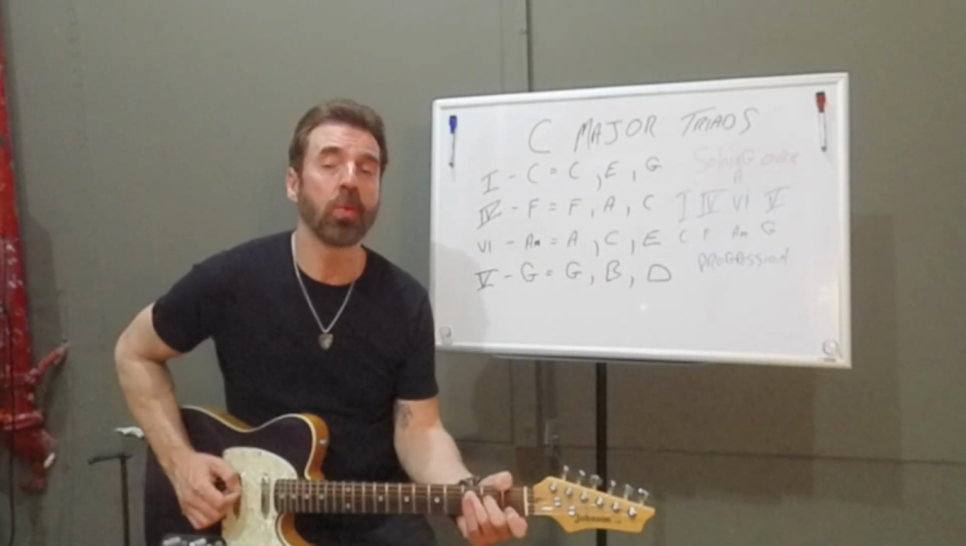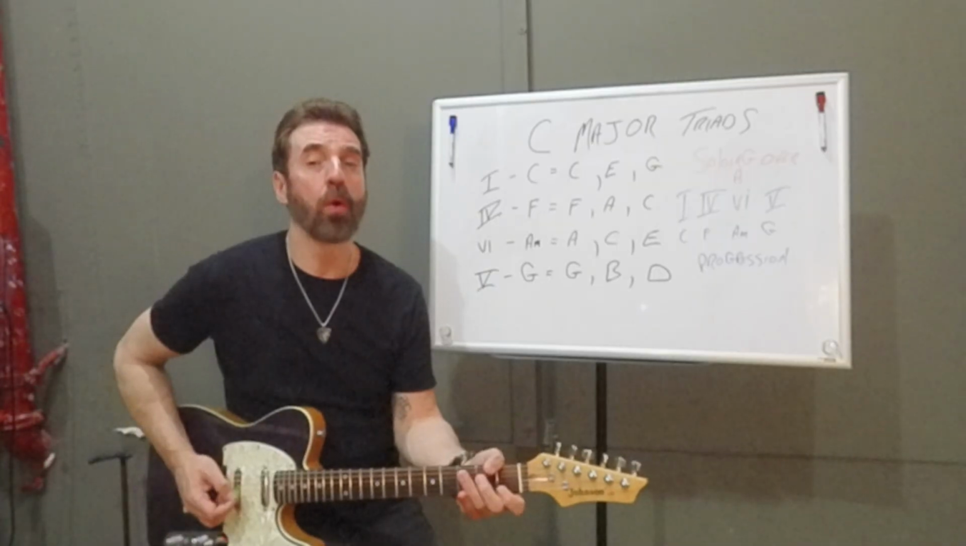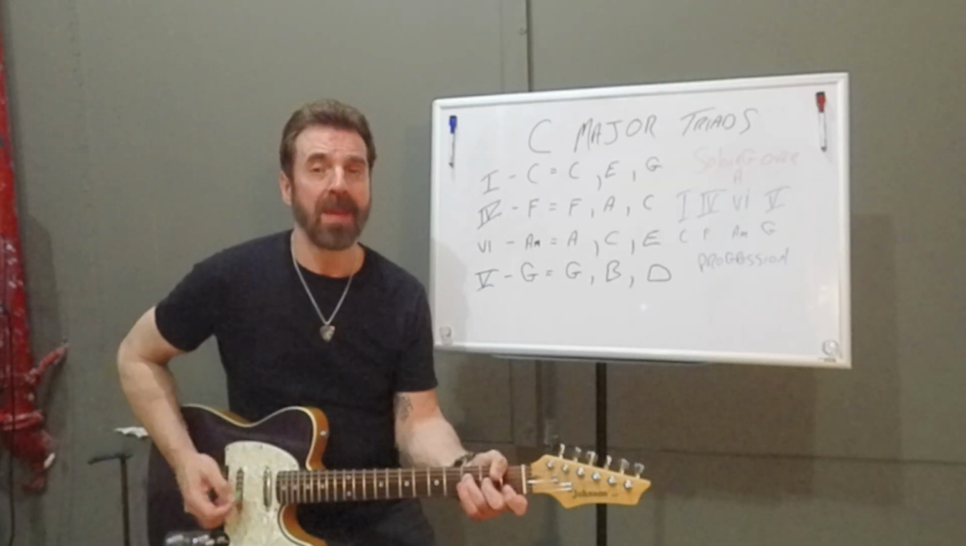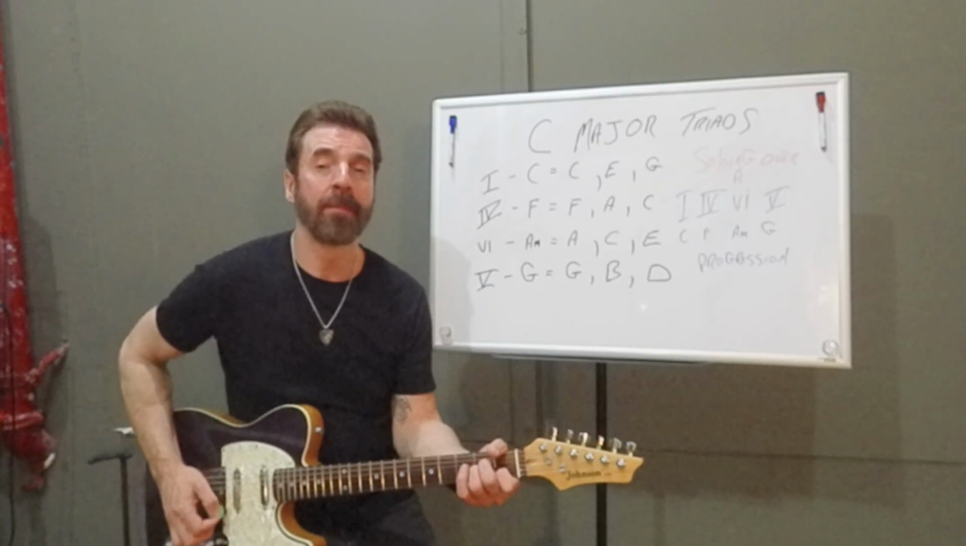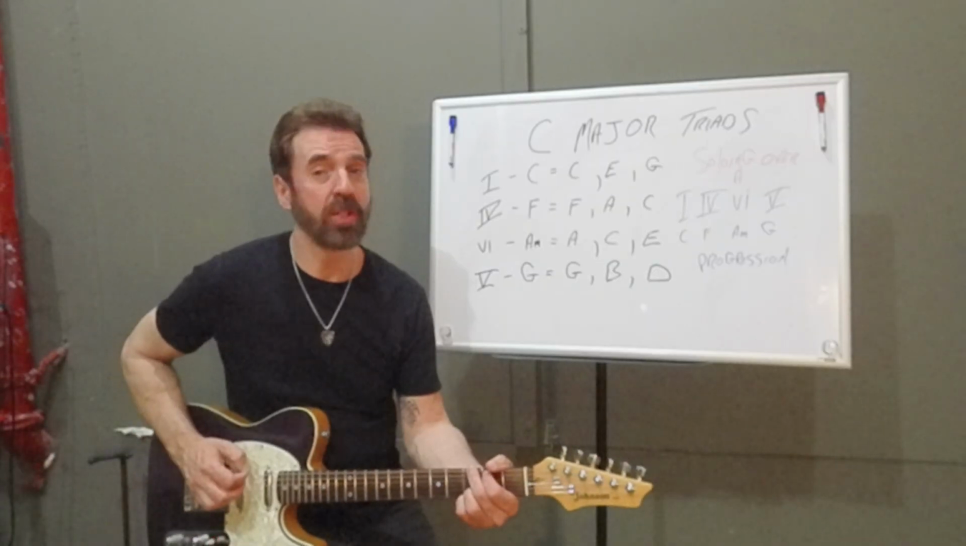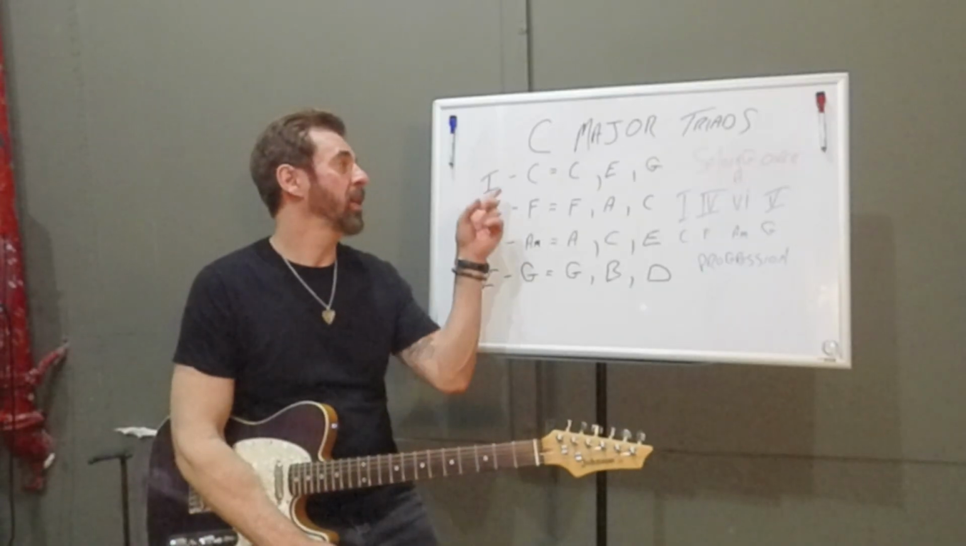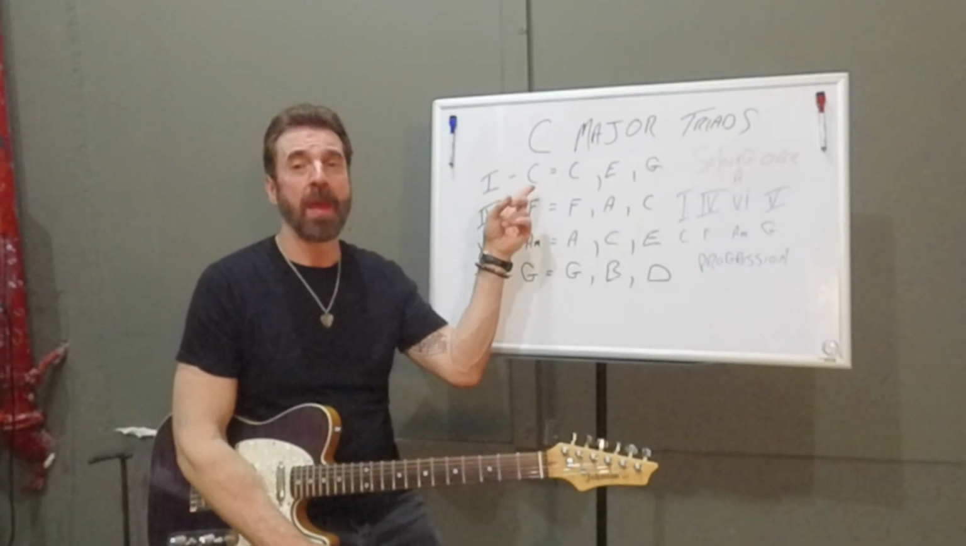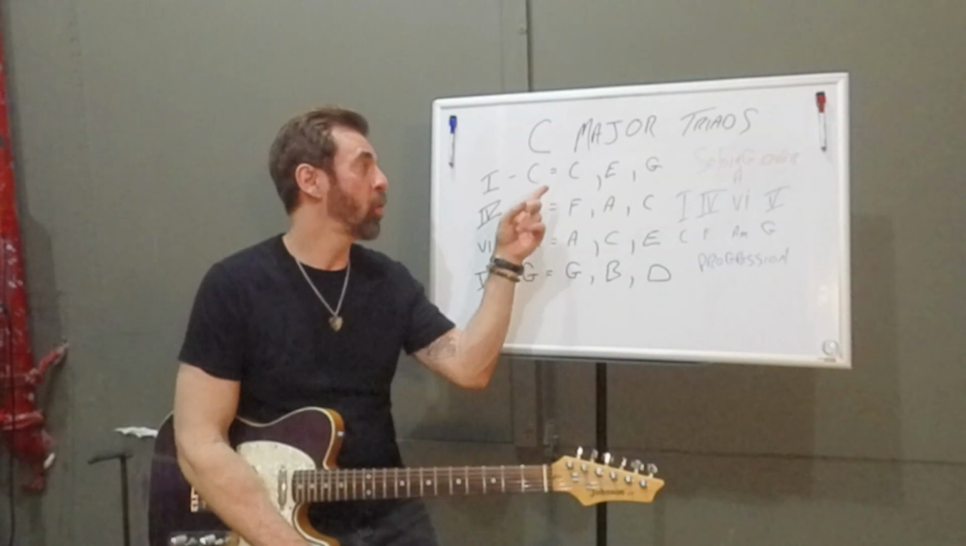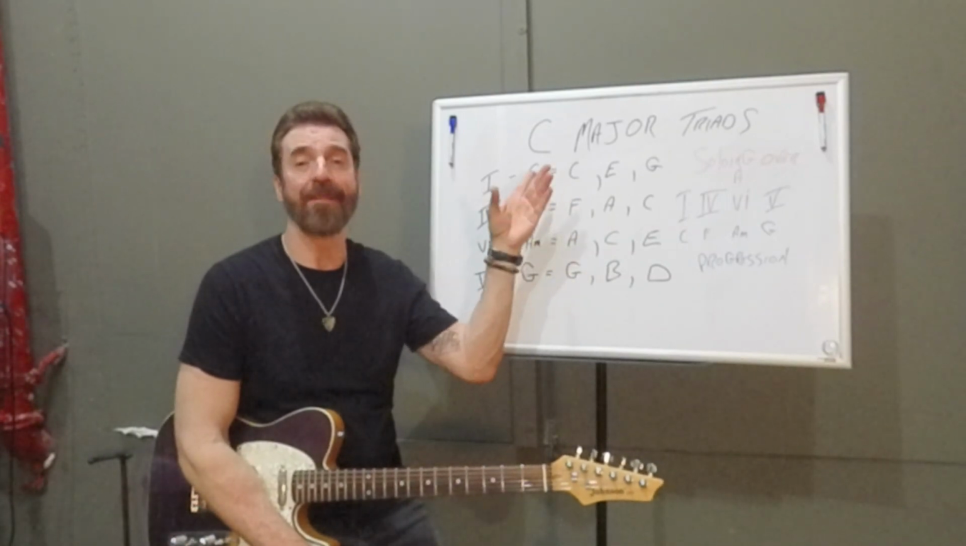So if we're playing a 1, 4, 6, 5 progression, say we're in C major, the 1 chord is C major, the 4 chord is F major, the 6 chord is A minor, and then the 5 chord is G major. So I have here the 1 chord, which is C. Now the triad for each of these chords is the root, 3rd, and 5th.